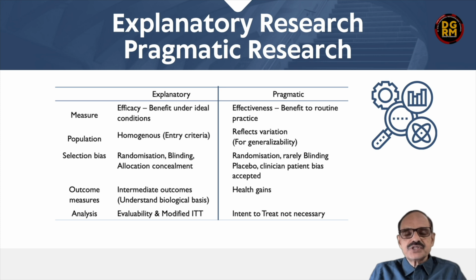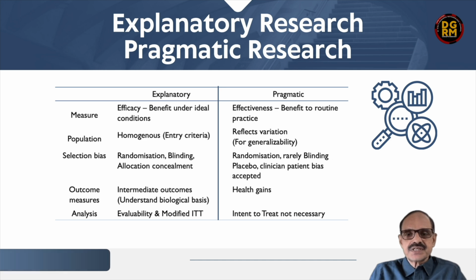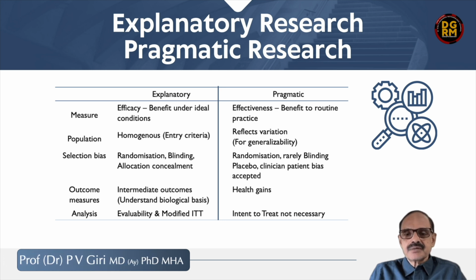Population: homogeneous population in explanatory study, and it reflects variation in pragmatic study. The population inclusion criteria, the entry criteria, in explanatory study is very strict because it affects the external and also the internal validity. Selection bias is reduced by randomization, blinding, and allocation concealment. But in pragmatic study, the bias is accepted. So mostly randomization sometimes will be there, and rarely blinding and placebo will be there.